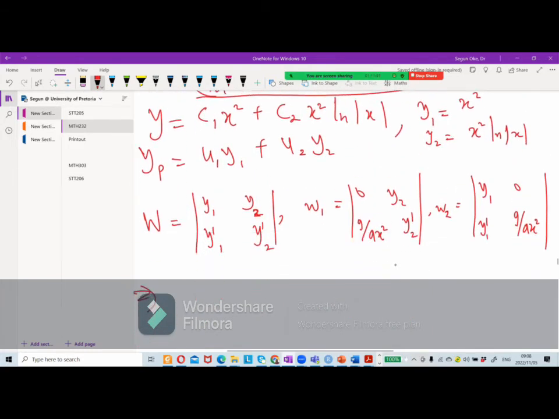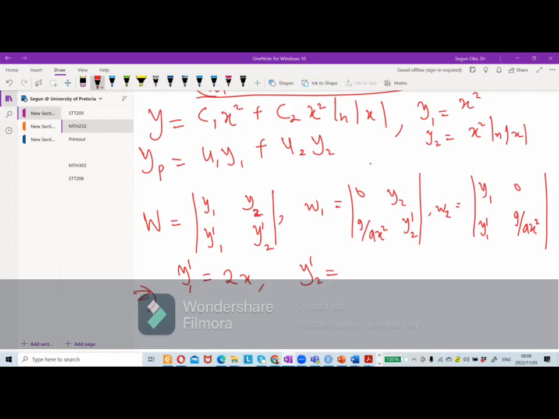So we can now differentiate y1 and y2. Let's differentiate y1. What do you have? 2x. When you differentiate y2, what do you have? We're going to apply the product rule to solve that. Product rule: you differentiate one, you hold one constant. Are you following? Yes, sir.